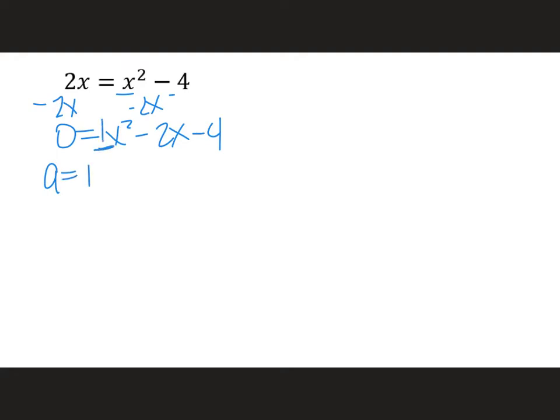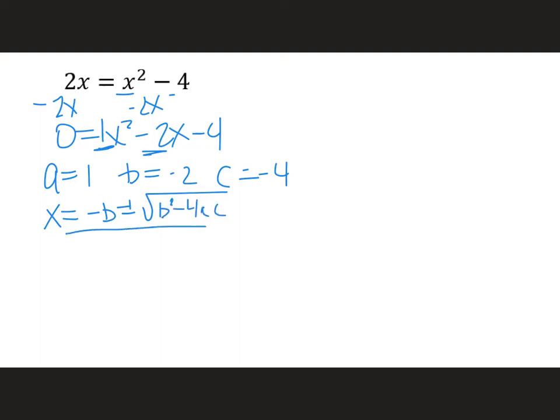That's our coefficient of x squared. B would be negative 2. That's the coefficient of x. C is our constant, which would be negative 4. Then we would start with the equation for quadratic formula, which is negative b plus or minus the square root of b squared minus 4ac all over 2a.